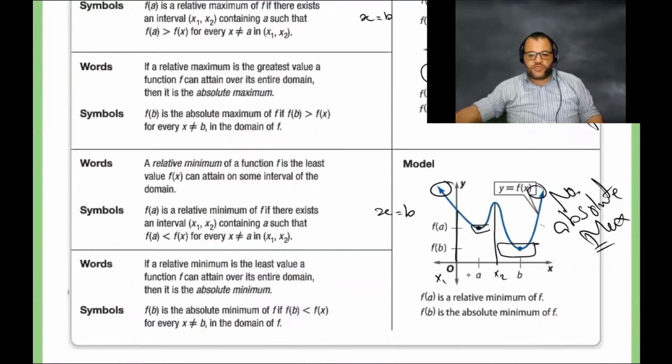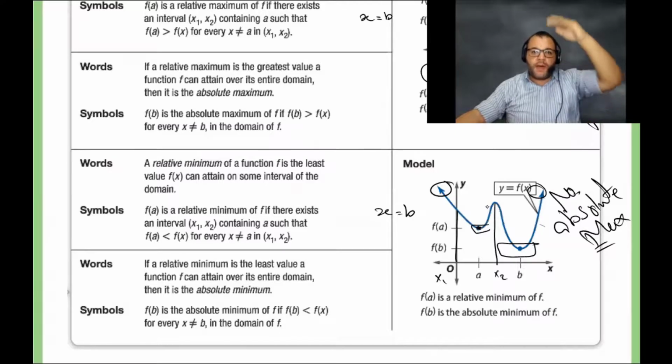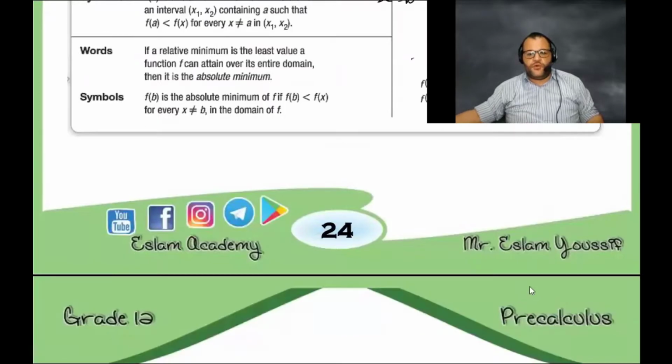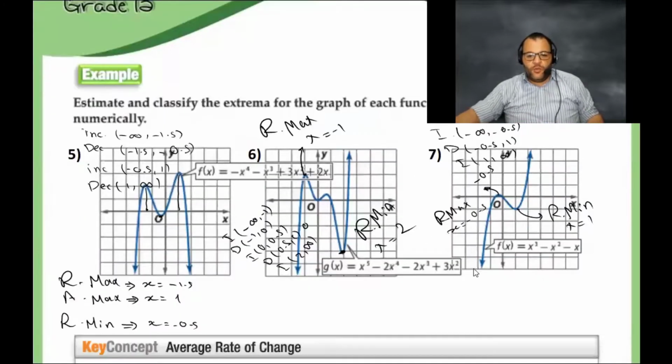For graph number 2, because the two end behaviors are going up, it means there is no absolute maximum, but there is a relative maximum. There is a relative minimum and an absolute minimum. For graph number 3, one of the end behaviors is going down, so there is no absolute minimum. One of the end behaviors is going up, so there is no absolute maximum.